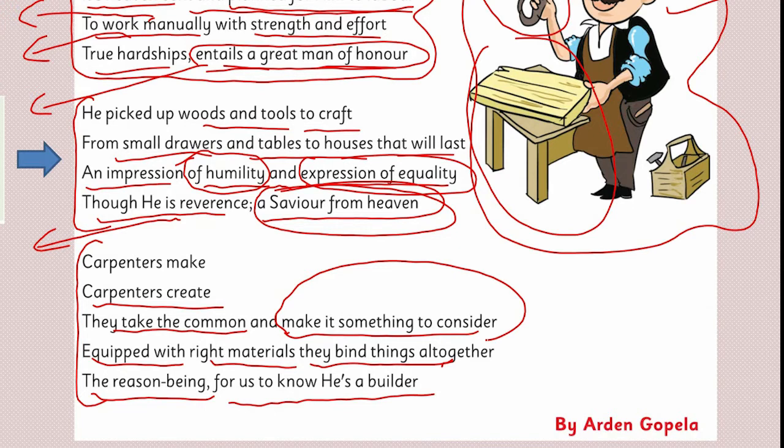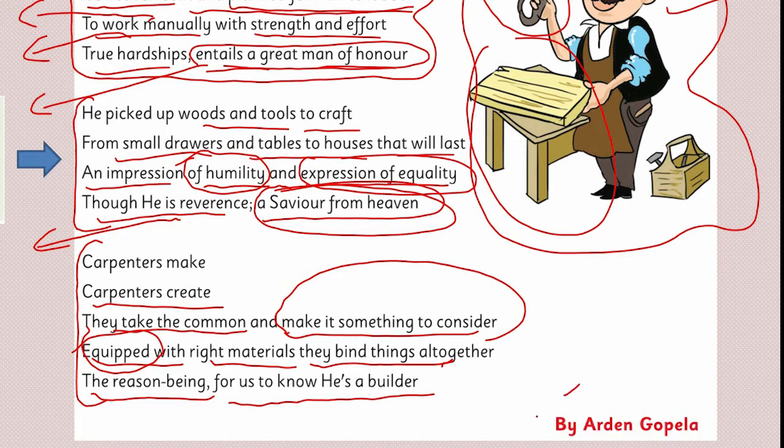Equipped with the right materials, he has a hammer and a saw, with which he makes things. Equipped, having the required things for his profession, for his work. The reason is for us to know he is a builder. We know that he is a builder and he creates and makes things out of wood.